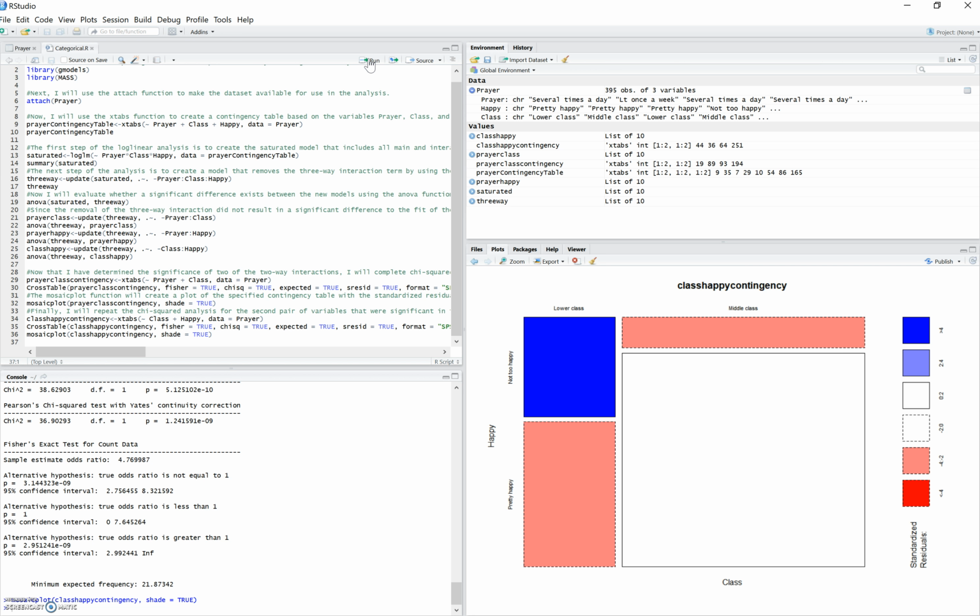Here we can see that it's more likely that lower class individuals will be not too happy, and less likely that lower class individuals will be pretty happy, and that middle class individuals will be not too happy.